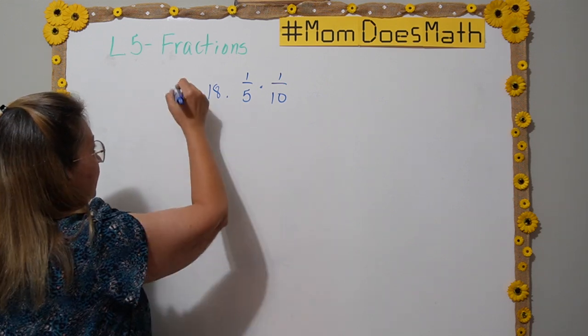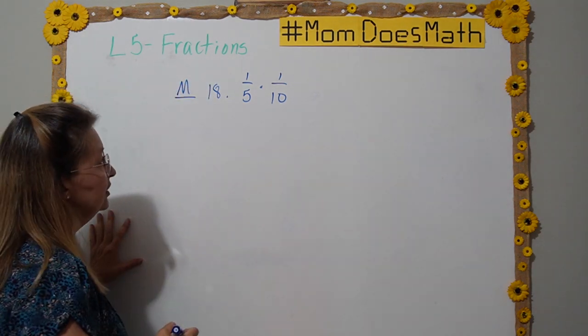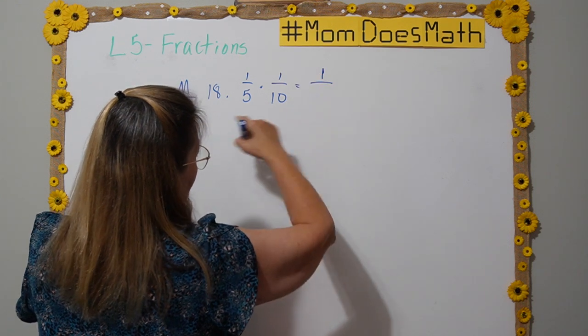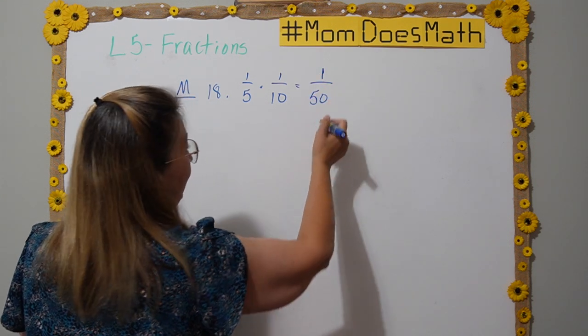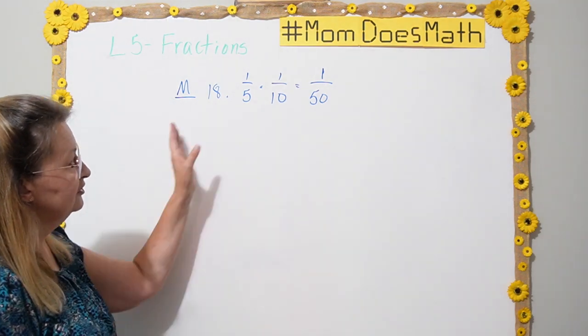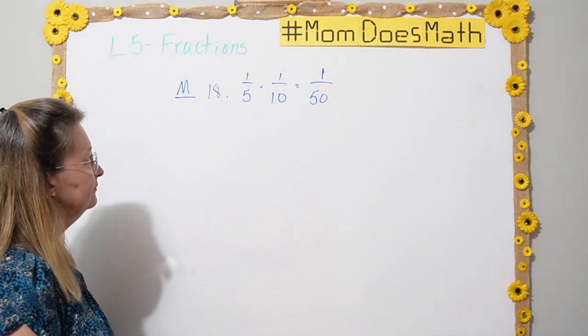Okay, for number 18, we do have multiplication. And when you multiply, you just go straight across the top, straight across the bottom, and reduce if possible. And there's no possible way. So that was just some practice in multiplying.